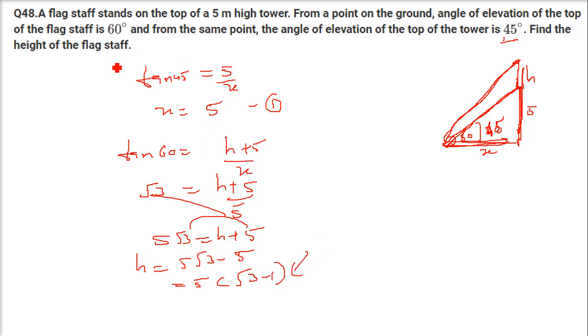This is the height of the flagstaff. You can put root 3 as 1.732, then also you can find out the final value, and this is also good. If you stop here, this will also be acceptable.